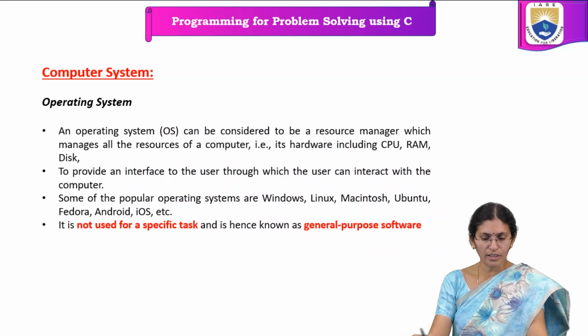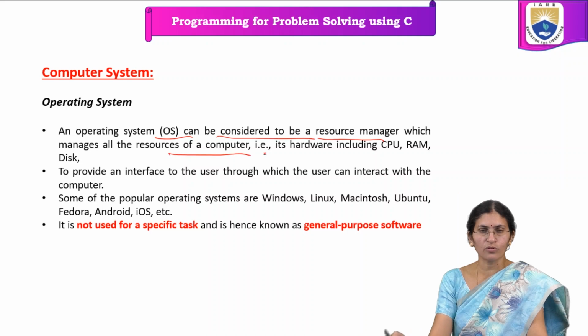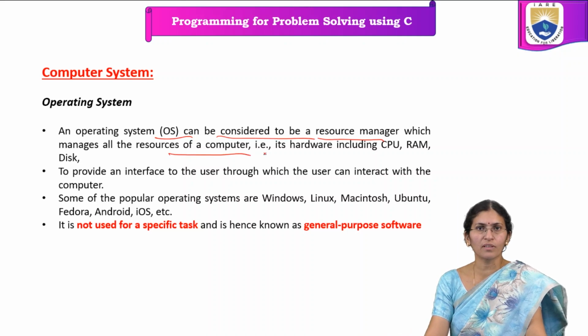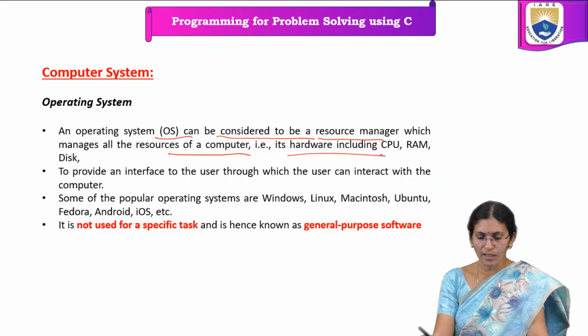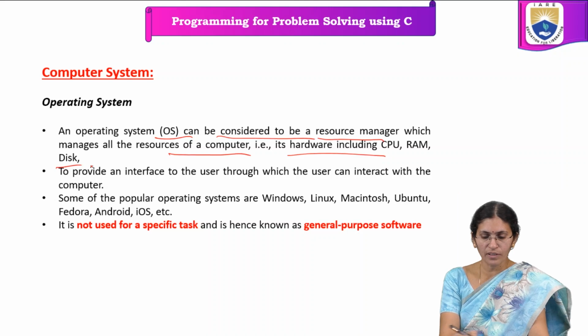Next one is the operating system. In system software we have the operating system. It is also software. It can be considered a resource manager, which manages all the resources of the computer. Resources here means all the hardware components of the computer, including the CPU, RAM, hard disk, etc. Everything is managed by the operating system.